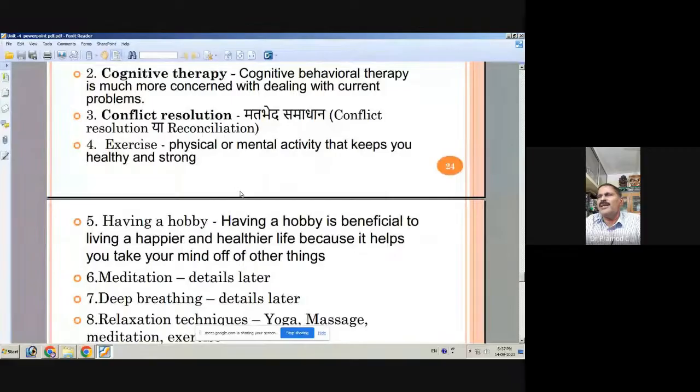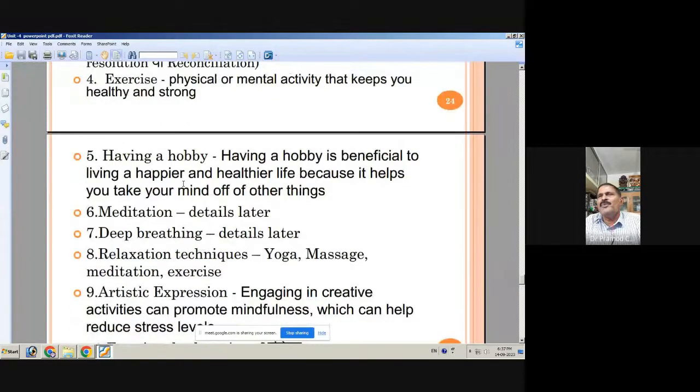Exercise, physical and mental activity. Exercise is nothing but physical and mental activity that keeps us healthy. Morning walk is also exercise, and mental activity is also one type of exercise. Suppose meditation is there, then both exercises make us healthy and strong. Having a hobby: when you are under stress, you will have to accept a hobby in which you have interest. Then your mind is diverted, and automatically you will get out of your stress.